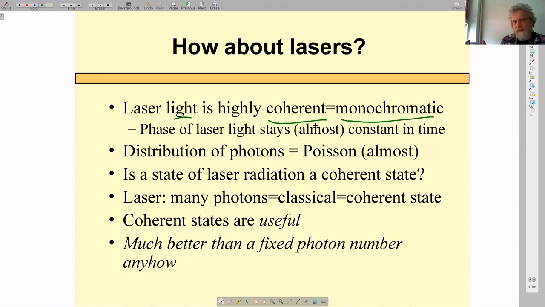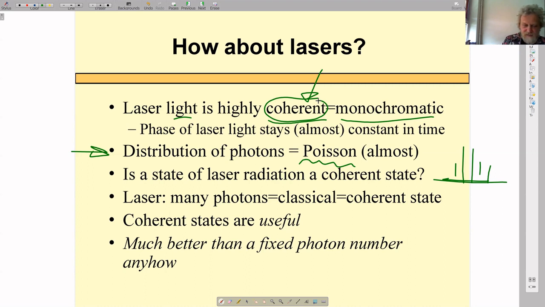Actually, we could see some hints of that in the previous calculation, when we computed the distribution of the number of photons in a laser and found it almost Poissonian. One can associate it with the Poisson distribution of the number of photons in a coherent state. And it is the same distribution. What is the distinction? In the previous lecture, we assumed that at any time the laser is in a state with a certain number of photons, and then it has to jump between these states. And this is not what laser light does. It doesn't jump, otherwise it wouldn't be coherent.